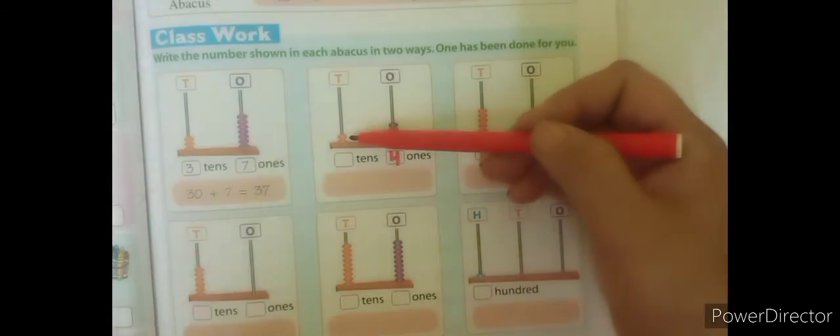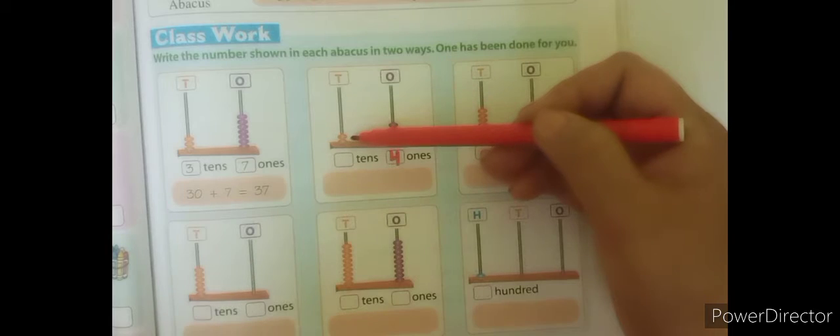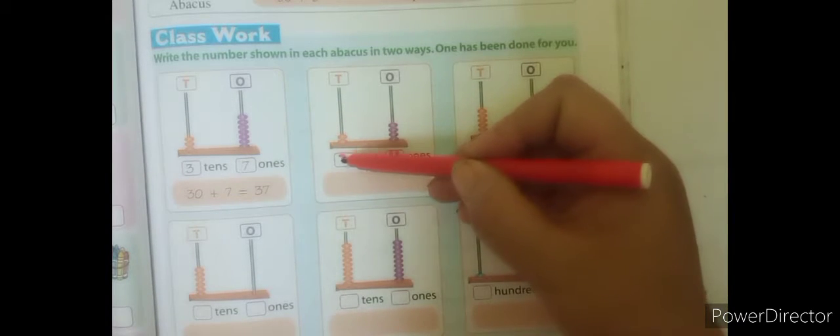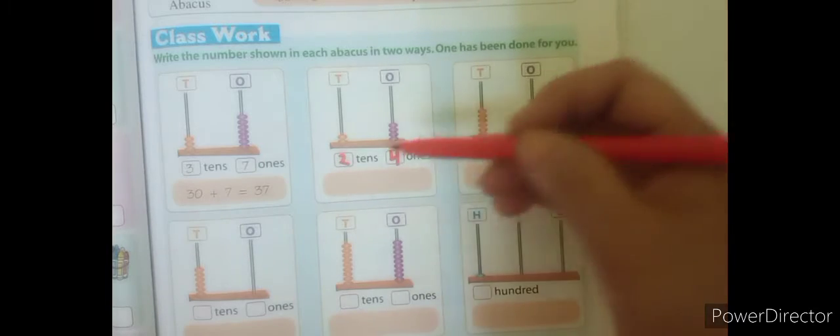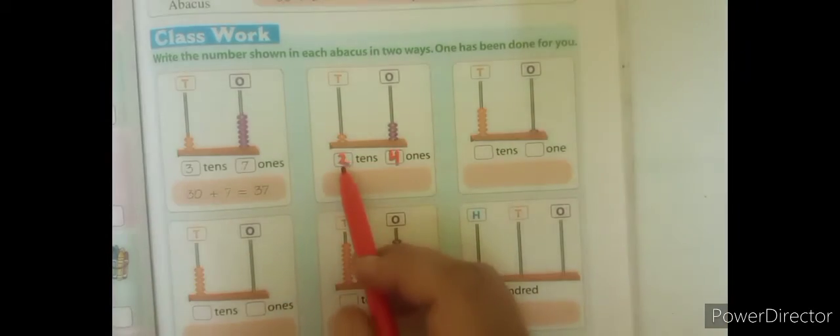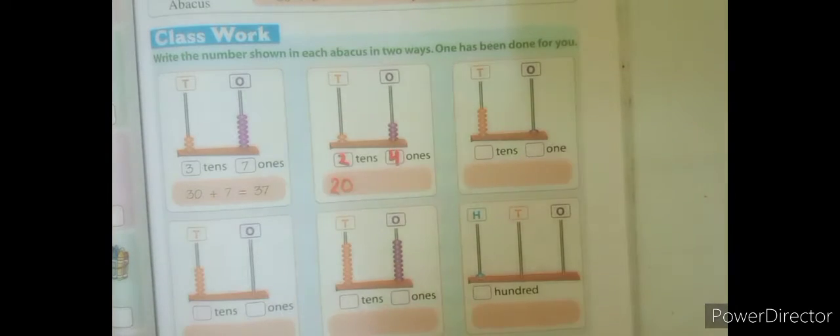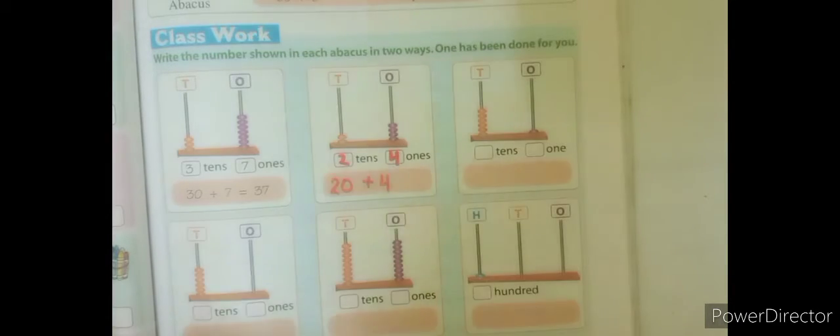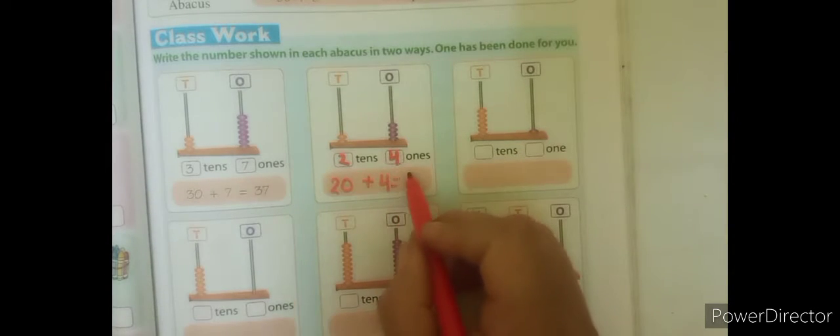Now look at here, your tens place. Now you have to count it. How many beads in the tens place? 1, 2. Okay. Now you have to write it. 2. Okay, now 2 tens is 20, and 4 is equal to 24.